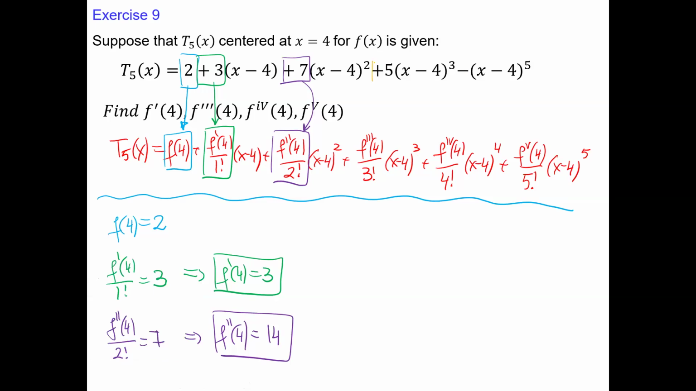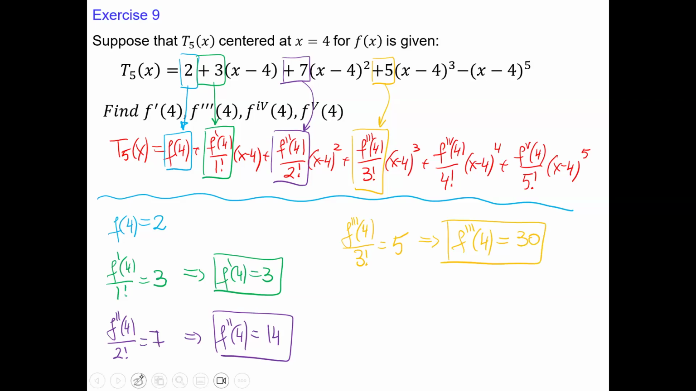Maybe this, a cube. Yes, cube. That means the coefficient is 5, and this is the general coefficient for the third degree. The third derivative at 4 over 3 factorial equals 5, because that was given. Then we can say the third derivative at 4 equals factorial of 3 times 5, which is 30.